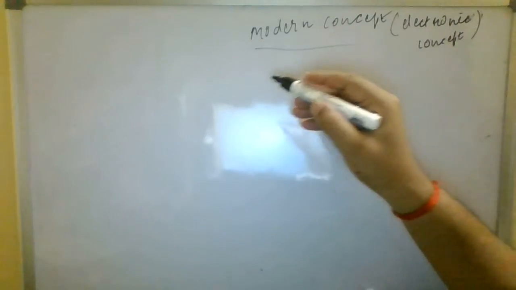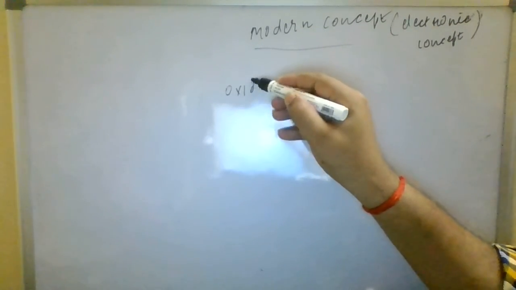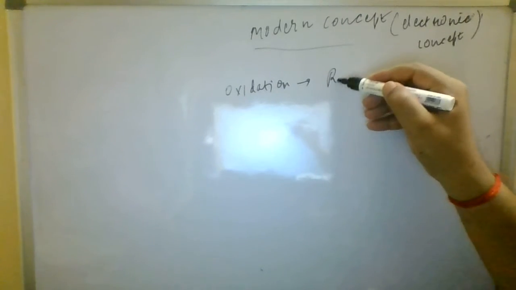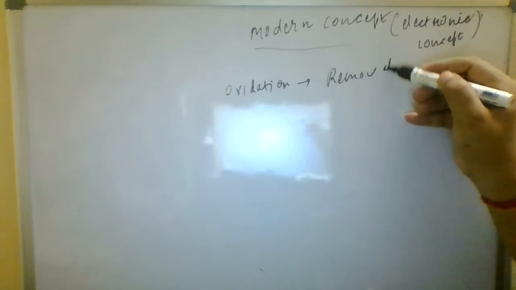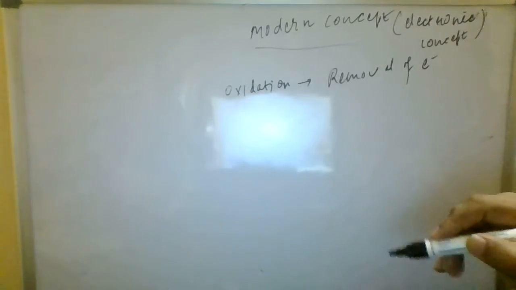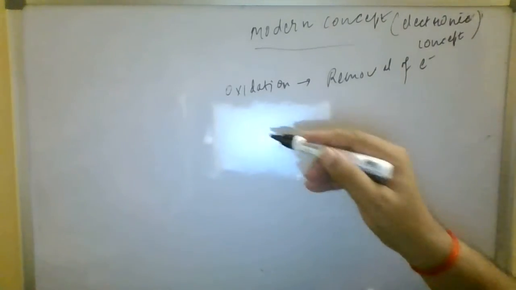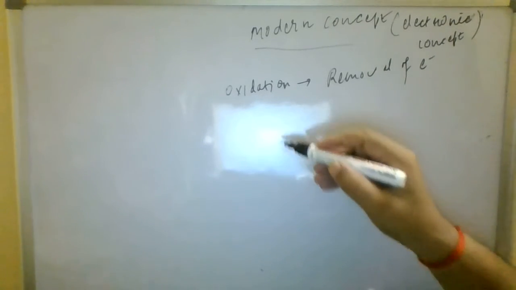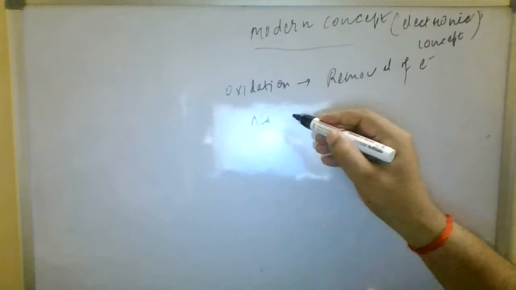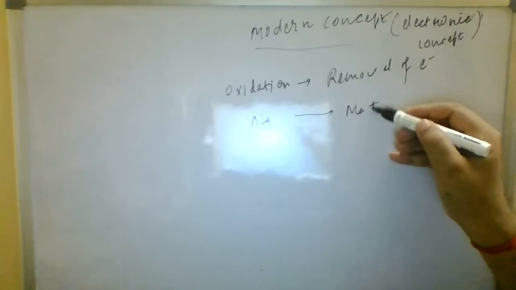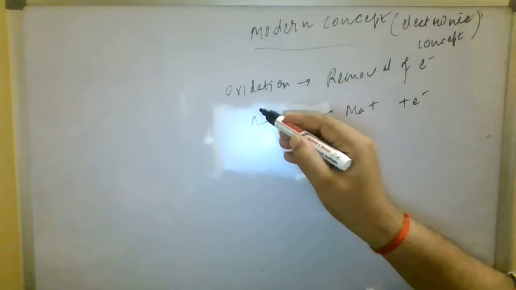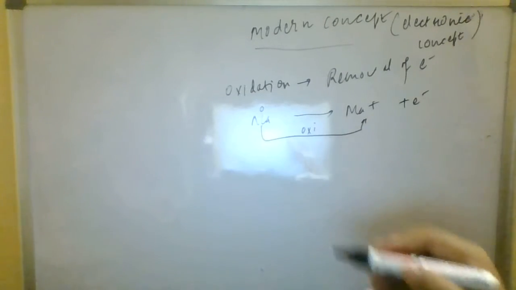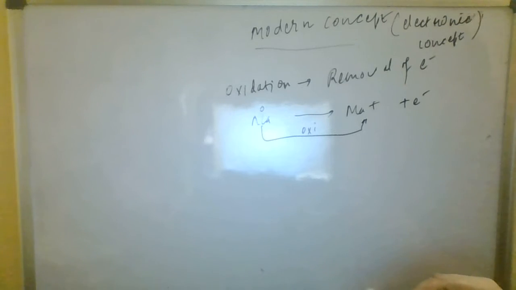The definition for oxidation is only one line: removal of electron. Removal of electron is known as oxidation reaction. How can you understand this? Suppose we have an Na atom and it forms Na plus an electron. Here zero charge is there, here plus one charge is there. So this is an example of an oxidation reaction.